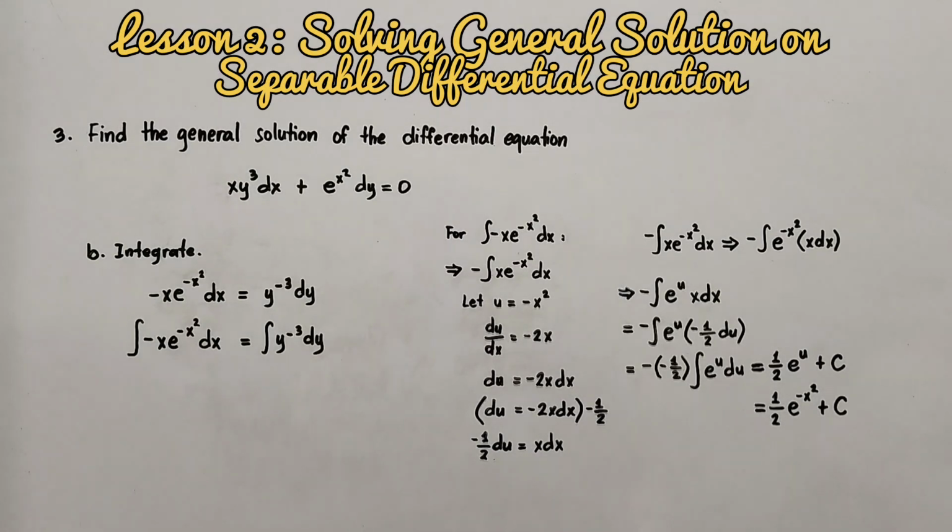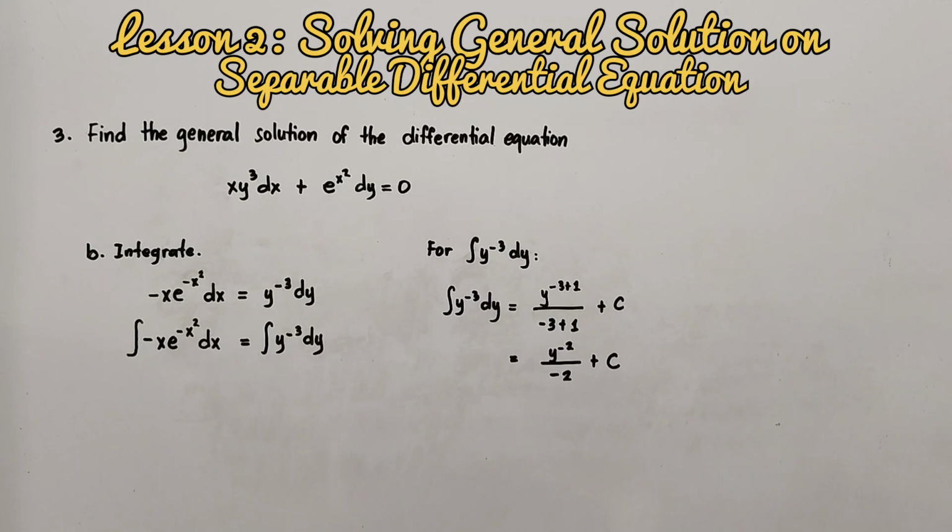According to the theorem, the integral of e power u du is equal to e power u plus c. Plugging in the value of u, which is negative x squared. So the answer is 1/2 e power negative x squared plus c.